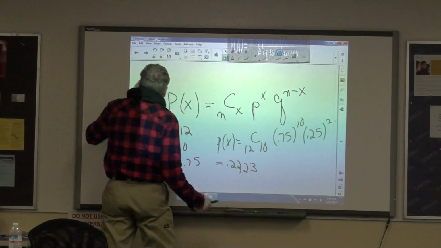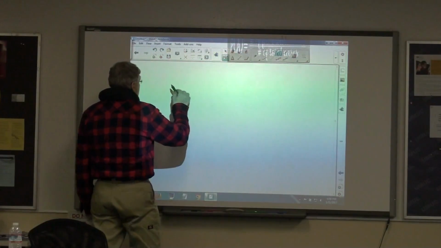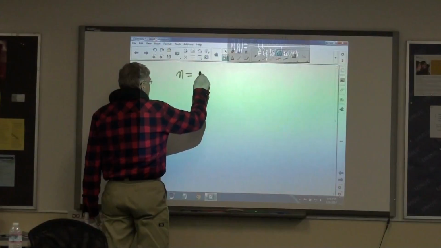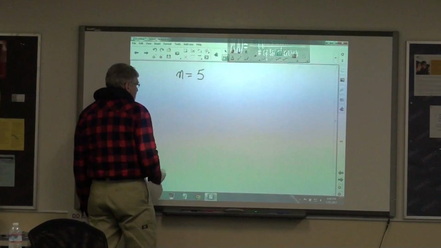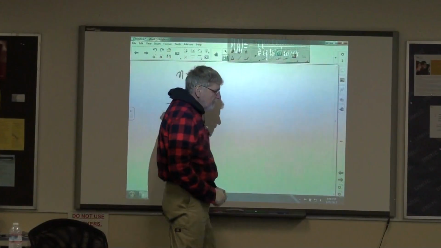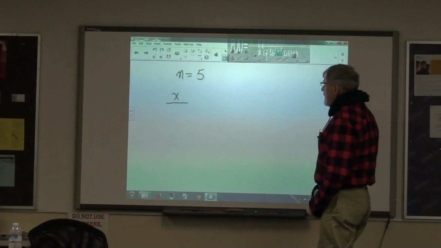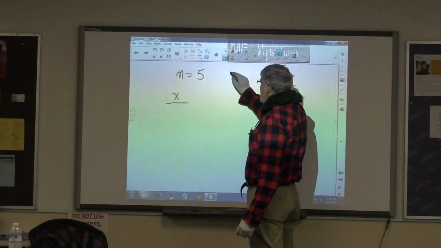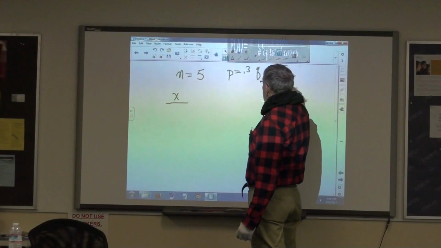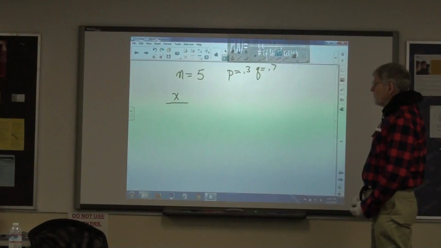Now that you know how to do that, I'm going to go to the complete table. The complete table for n equals 5. So this is a probability distribution now. And this is n equals 5, and I'm going to say that p is equal to 0.3 and q is equal to 0.7. And I want a complete probability distribution.